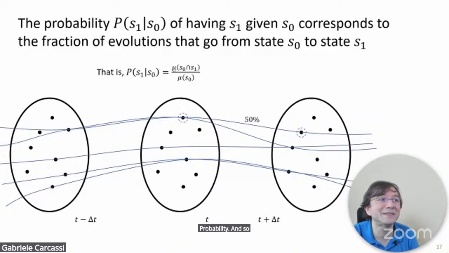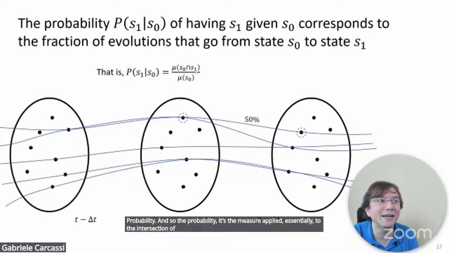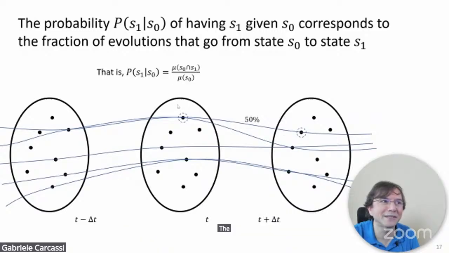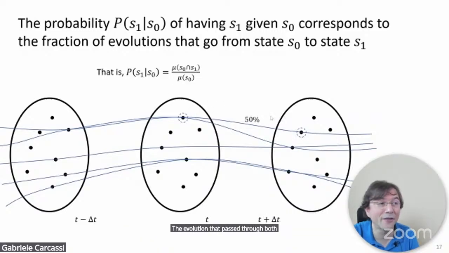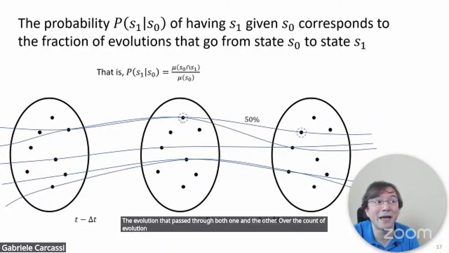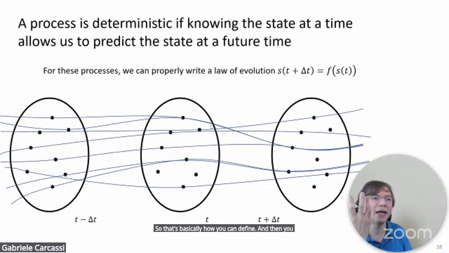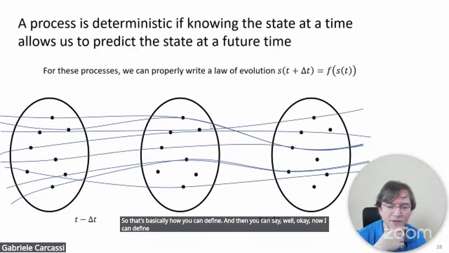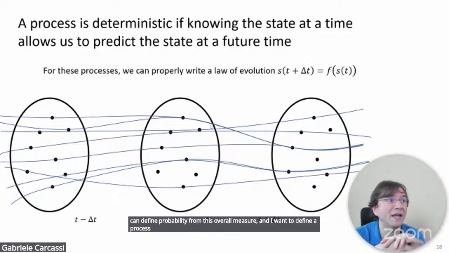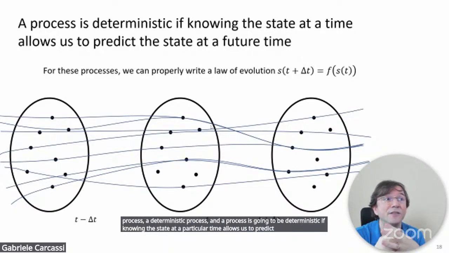And so the probability is the measure applied essentially to the intersection of the evolutions that pass through both one and the other, over the count of evolutions that pass through S0. So that's basically how you can define it. And then you can say, well, okay, now I can define probability from this overall measure, and I want to define a deterministic process. And a process is going to be deterministic if knowing the state at a particular time allows us to predict the state at a future time.